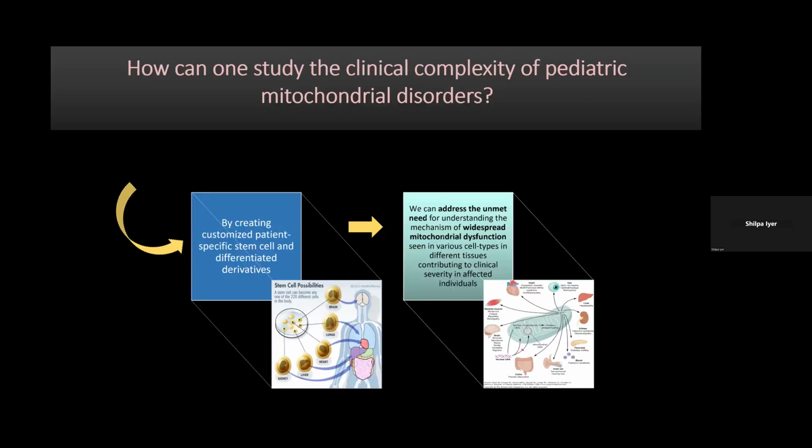When we started this work, we wanted to address what we heard in Anju's earlier talk: how do you address the unmet need of widespread mitochondrial or energy dysfunction in various cell types, and how it was impacting the functioning of different organs. We felt there weren't many good animal models at that time. So we decided to create customized patient stem cells and their derivatives so that we could provide the answers the patients were seeking.